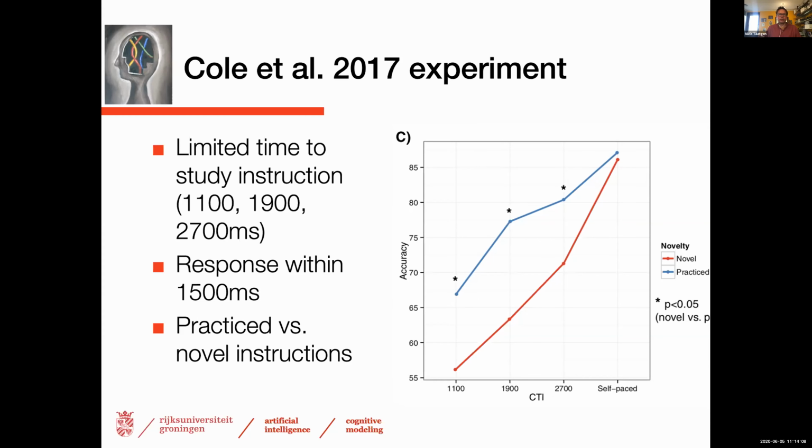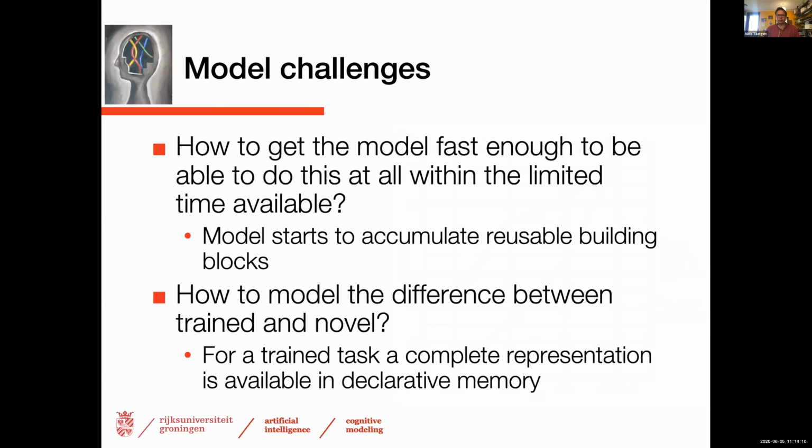So the model challenges are, well, how to get the model fast enough to do this in the limited time available. Obviously, it needs to already know these skills, but it also needs to accumulate reusable building blocks. So you saw that based on the instruction, the model has to create 4 chunks, but if it has already built these chunks before, it might be able to reuse certain of these chunks. And of course, if it is a task that it has done completely before, it can reuse the whole structure again. So there is the benefit for that model.